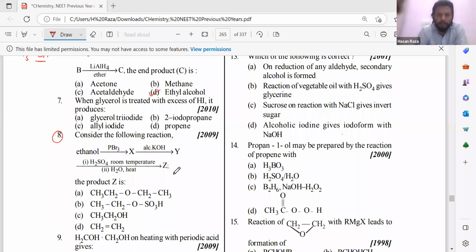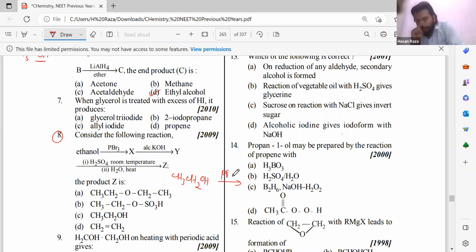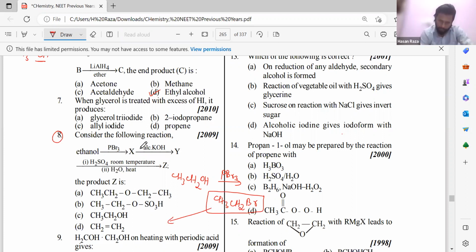Ethanol, this is your CH3CH2OH reacting with PBr3. In the previous chapter, the preparation of alkyl halide from alcohol. Then what will you be getting? CH3CH2OH will be replaced by Br. That means you have got bromoethane. After bromoethane, you are going to treat this with alcoholic KOH, an elimination reaction. Br from here, H from here. That means you will be getting CH2 double bond CH2.